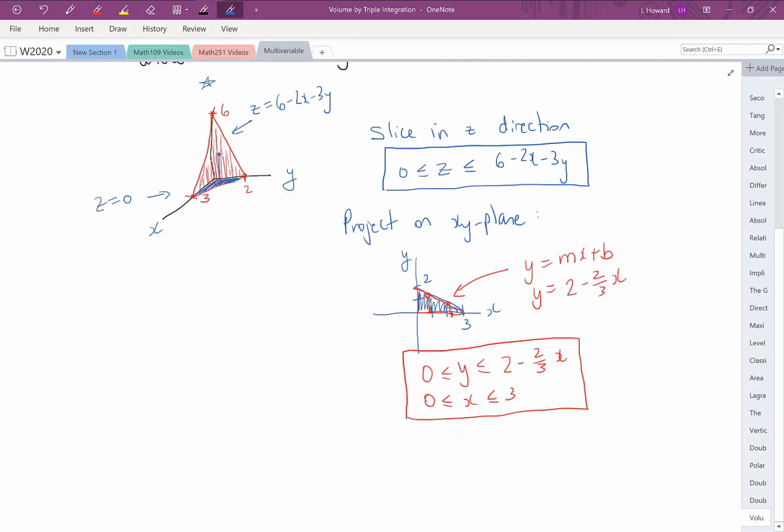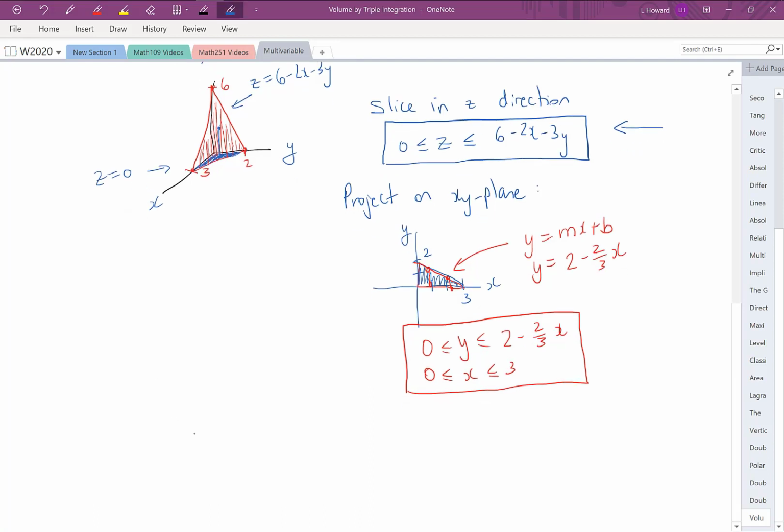I'm just going to recap the 2 phases of what we did here to figure out our variables. So we first decided to slice in the z direction, and that gave us the limits of integration for z. And then the second phase was to project our solid onto the xy plane so that we can figure out what x and y values to integrate over, and then you can do either horizontal or vertical slices from there. So here we go. We're going to write down our first triple integral.